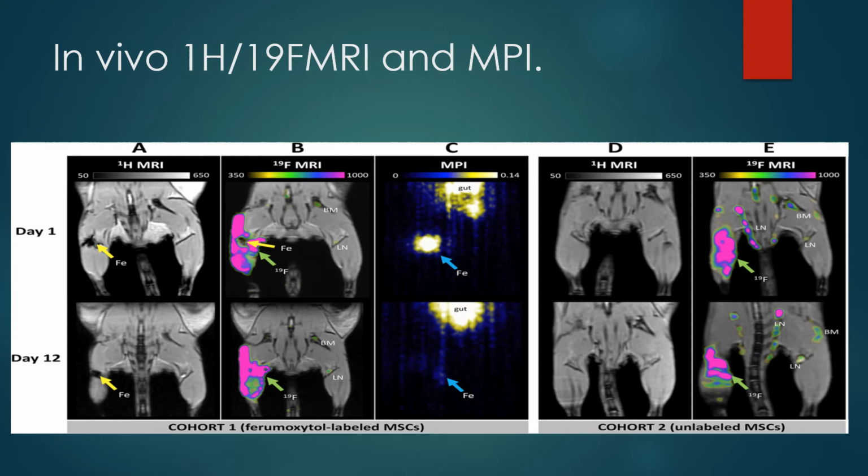So you can see on day 12, these MSCs have disappeared because they are degraded in the liver. But another spot still exists because it's related to iron food. So this is one of the potential limitations of the MPI method, because they need to solve this problem to prevent interference from these spots.